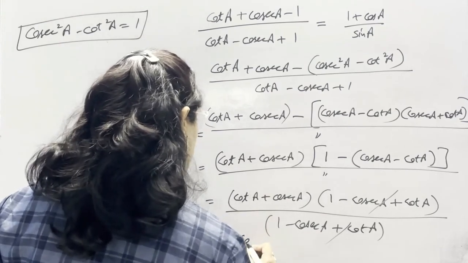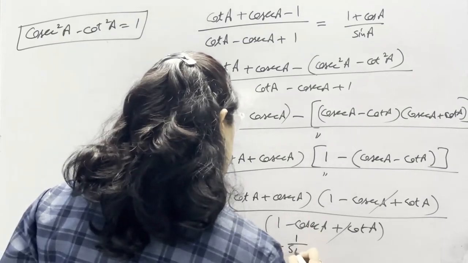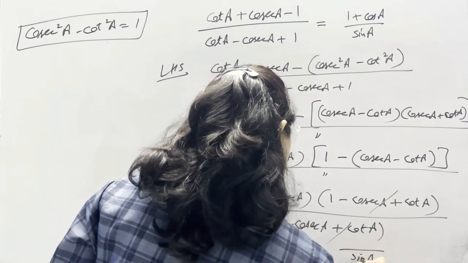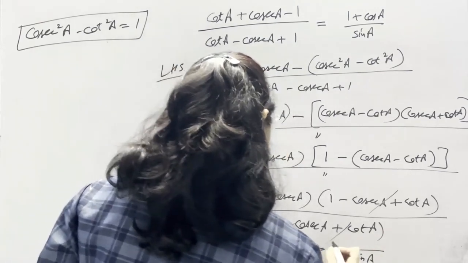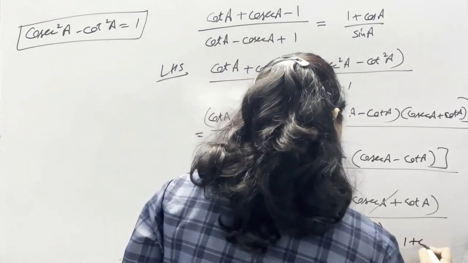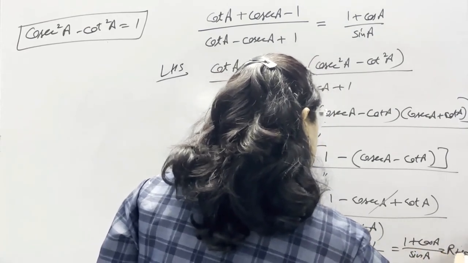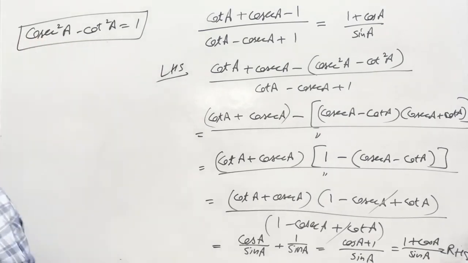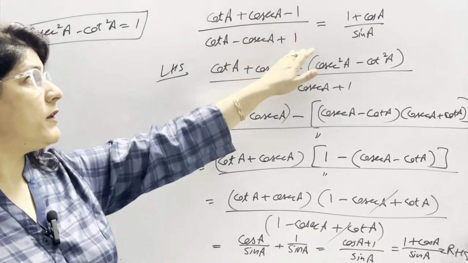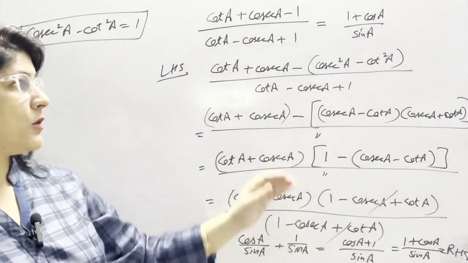Now cot a plus cosec a. What is the value of cot a? It is cos a upon sin a. And what is cosec? It is 1 upon sin a. In the right hand side, sin a is the LCM, and then in the numerator cos a plus 1, or you can write 1 plus cos a upon sin a, and this is our right hand side. So here only one trick: instead of 1 we need to put the identity in the numerator, but we need not change anything in the denominator. So this is the easiest method to solve this question.